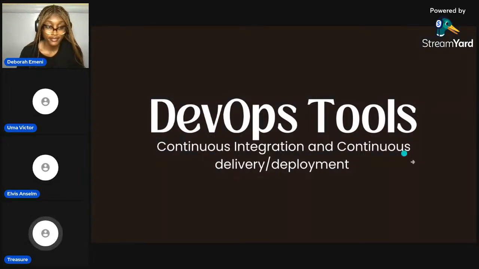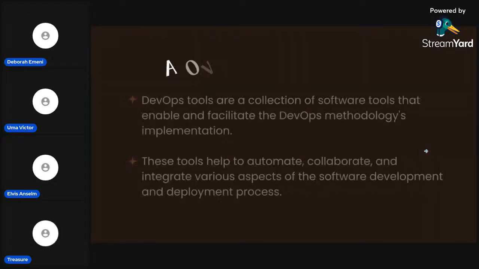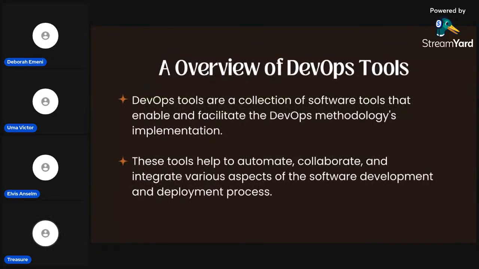Okay, I'll be talking about DevOps tools and also continuous integration and continuous delivery. Firstly, we need to understand what DevOps tools are. DevOps tools are a collection of software that enable and facilitate DevOps methodology implementation. These tools can help to automate, can help collaboration, and every other aspect of DevOps that is very much needed and necessary.